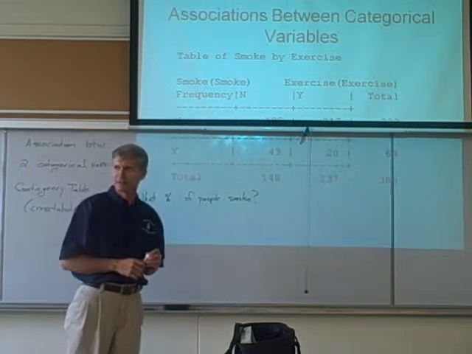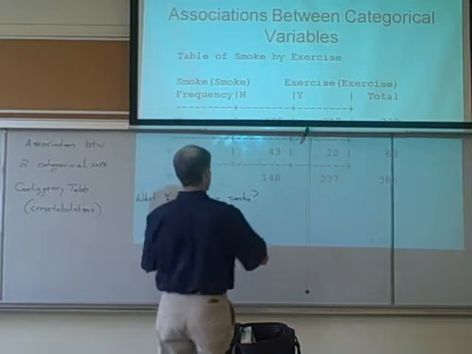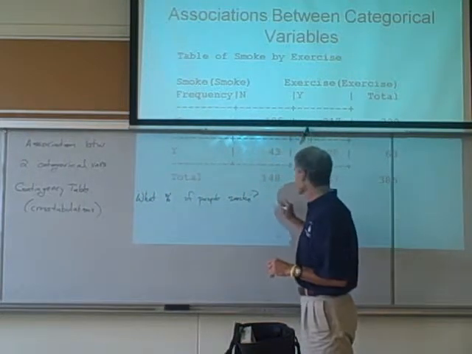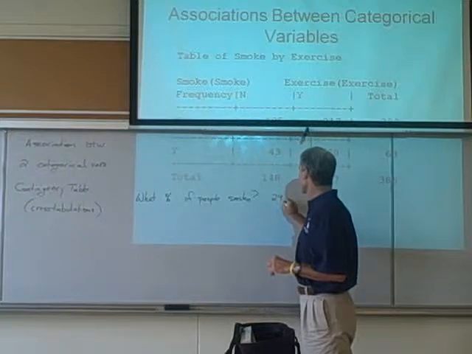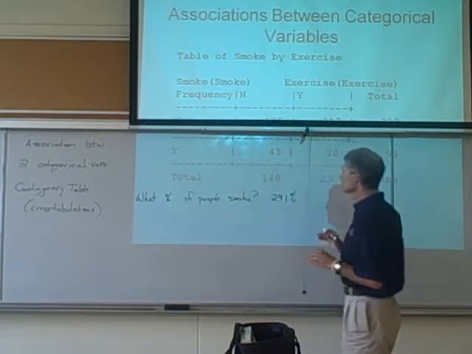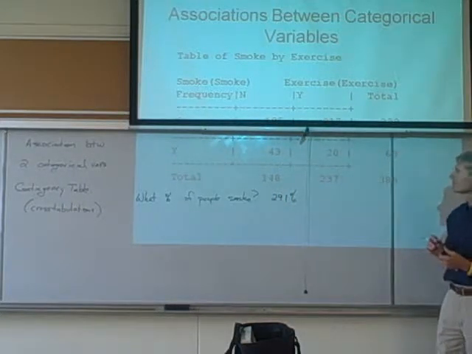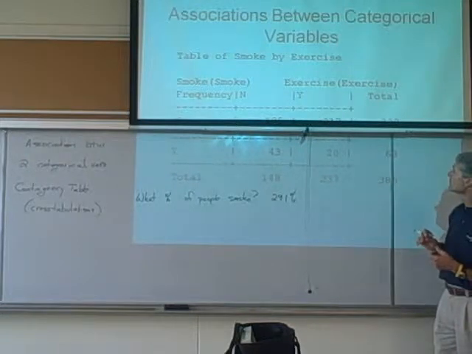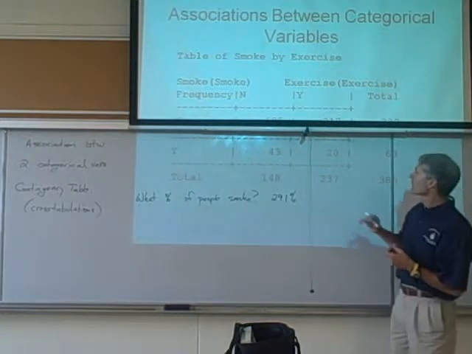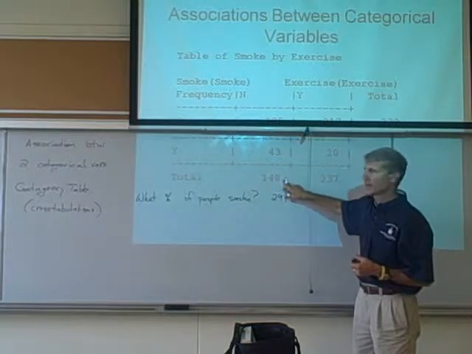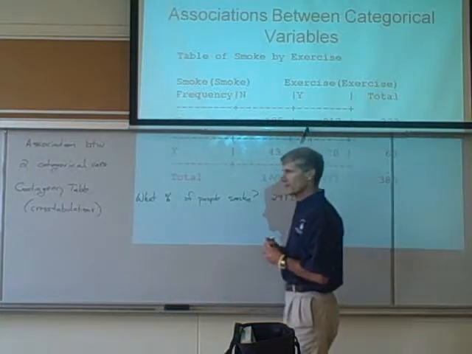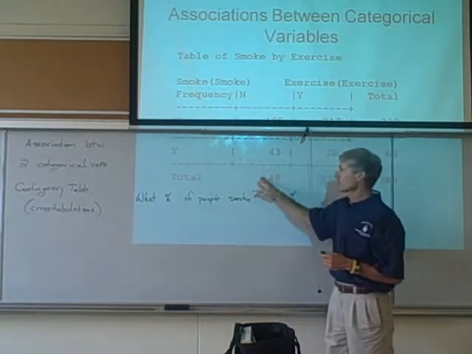Carolee, you got it? I got 29%. Give me one decimal place on that. 29.1%. Okay, what two numbers did you divide to get that? 43 and 148. So you did that? Yeah. Okay, that's not quite right. Let's see what she did compute.